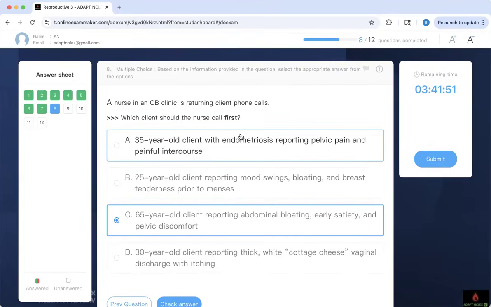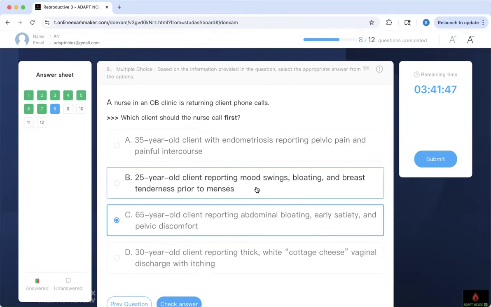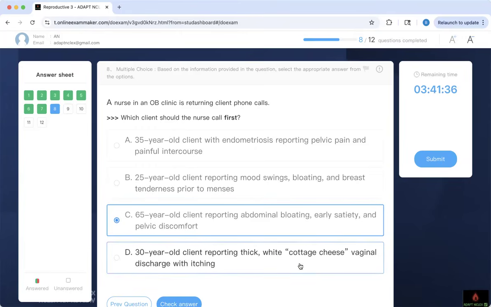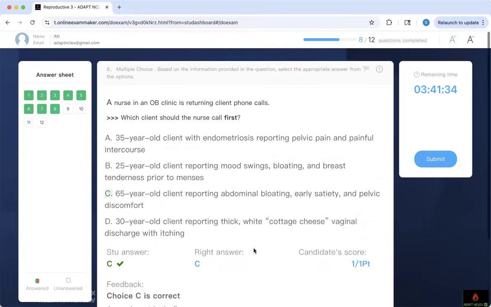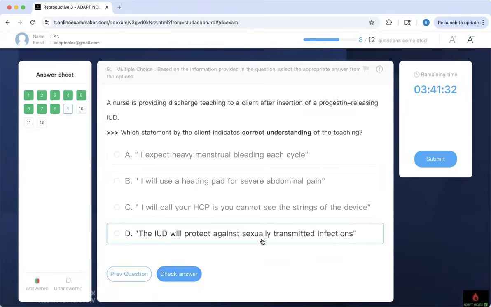Endometriosis. Well, if you have intercourse, it's going to hurt. What is the problem? If you're going to have your menses, you have bloating, breast tenderness, mood swings, that is premenstrual syndrome. Don't worry about it. And this is a yeast infection, cottage cheese vaginal discharge. It's not a problem.